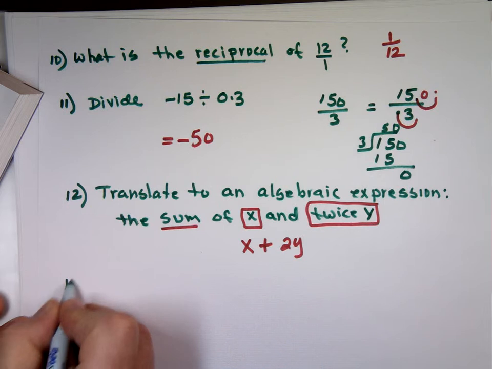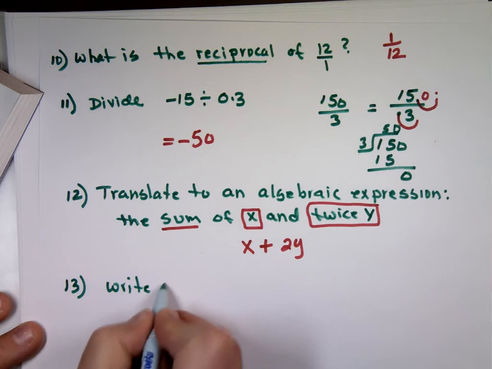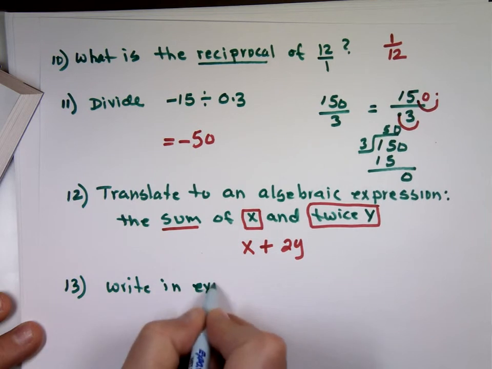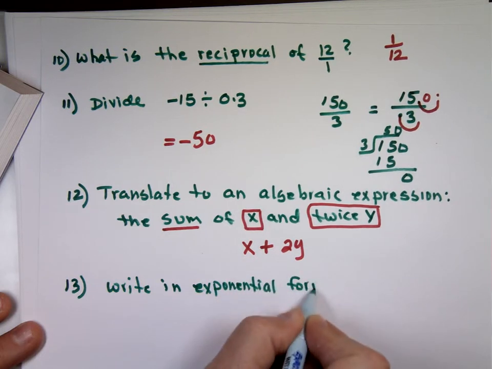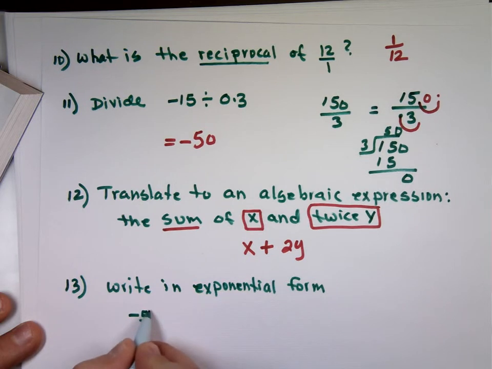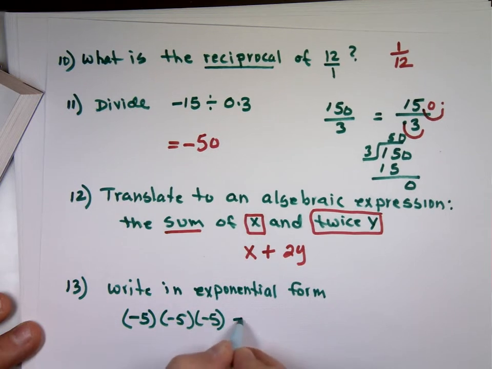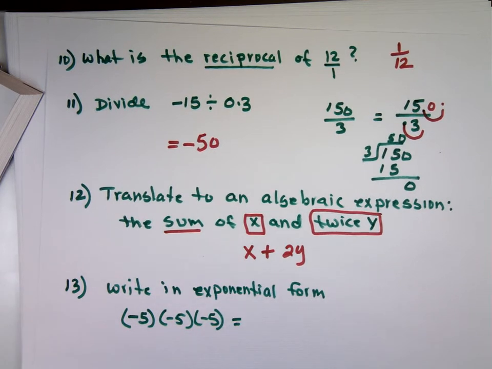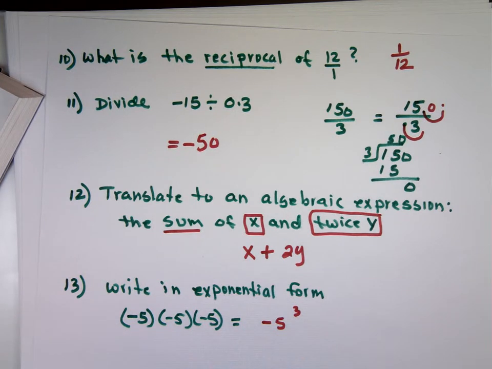Number 13. Write in exponential form. So we have negative 5 times negative 5 times negative 5. You're going to write that what? Can I write it like this? Try again. Someone said yes. I go try again. If you wrote it like this, you got it wrong. Well, you got the answer right, but really this is wrong.